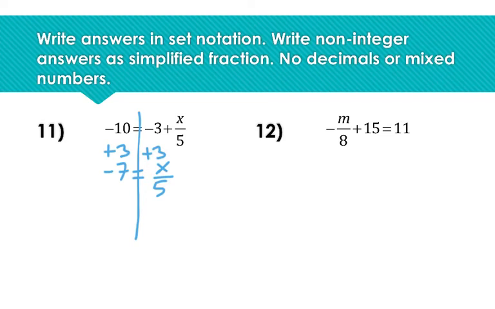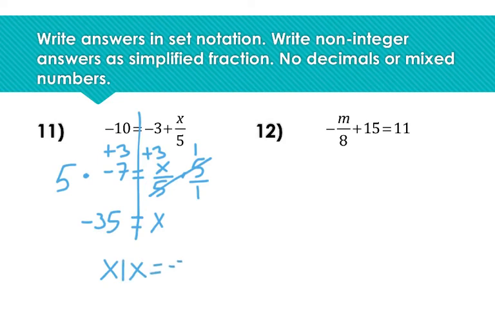So we're going to multiply both sides of this equation by 5, or 5 over 1. Remember, 5 over 1 is the same as 5. So here 5 divided by 5 simplifies to 1, so we are left with x, because x times 1 is x. On the left, 5 times negative 7 is negative 35. So we have our solution, x such that x equals negative 35. And don't forget the braces.